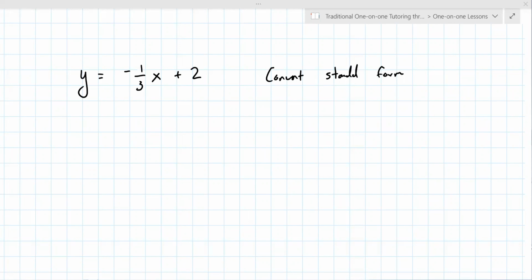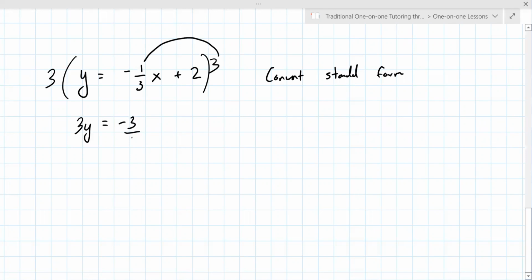Okay, I'm stuck. Did you clear the fraction? Yes. What did you multiply everything by? 3. Perfect. So it's 3y equals, now that 3 goes to the 1, so it becomes minus 3 over 3x plus 6. Do you have this written down? Yeah. Okay, 3 over 3 is 1, so that negative just comes with it.